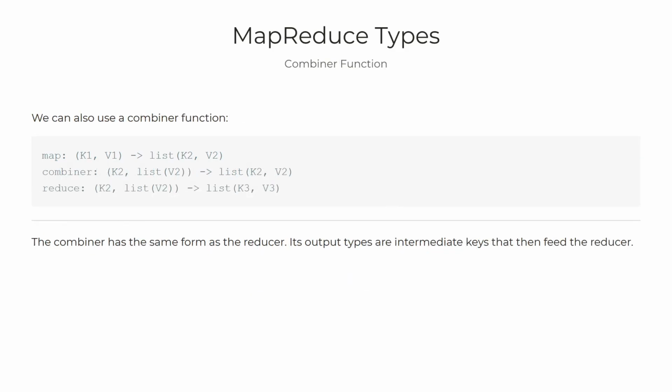Second, we can have a combiner function. So this combiner function kind of works the same as the reducer, and then its output types are intermediate keys that then feed this reducer.